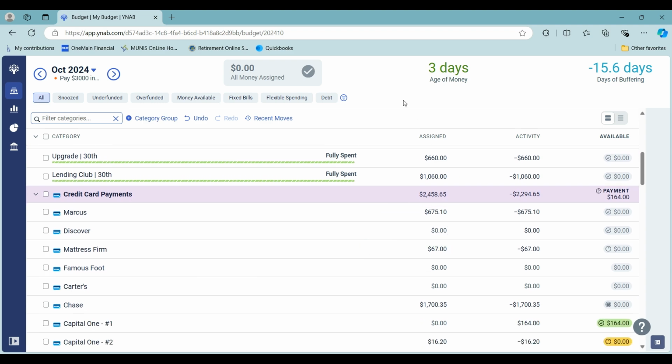Let me know in the comments what you would do with that money. Would you pay towards the debt and clear that expense that you did charge? Or would you put it into the budget to cover some of the bills that you're still waiting to cover for your next payday?